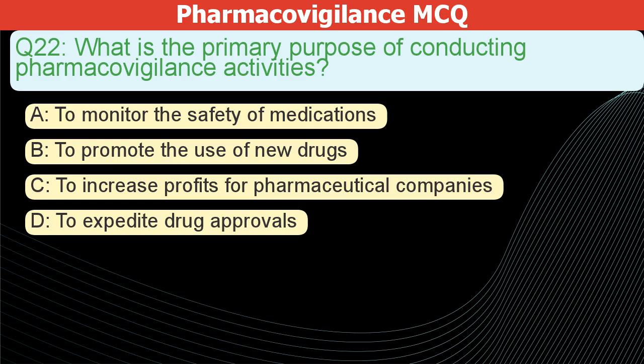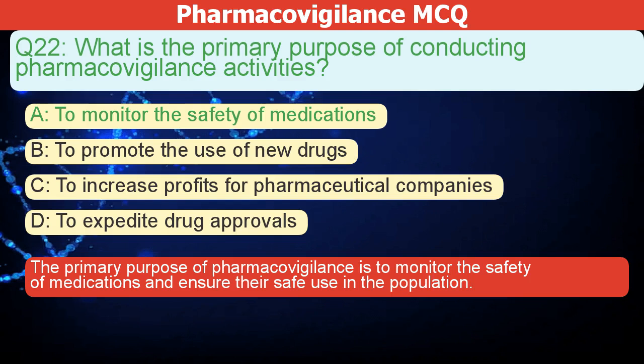What is the primary purpose of conducting pharmacovigilance activities? A. To monitor the safety of medications. B. To promote the use of new drugs. C. To increase profits for pharmaceutical companies. D. To expedite drug approvals. The correct answer is A. The primary purpose of pharmacovigilance is to monitor the safety of medications and ensure their safe use in the population.